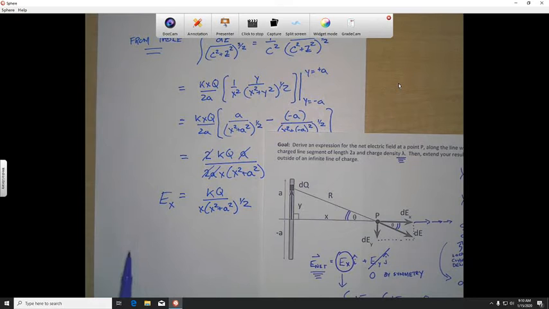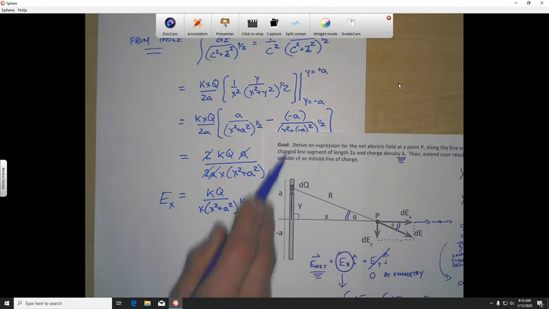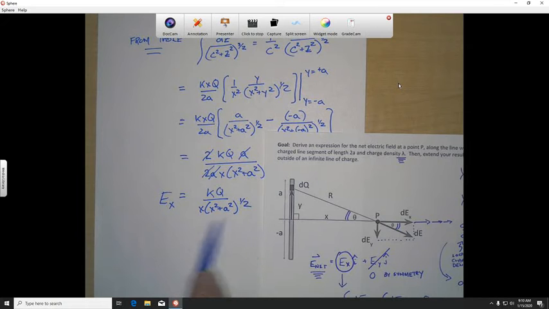So I mean, common sense-wise, if you have more charge on the line, a bigger Q, you'll have a stronger electric field. Also common sense, if you're further away from the wire, like X is bigger, field is smaller. And if A is bigger, meaning you spread the charge out more thinly, then the electric field will get smaller. So in other words, increasing X or increasing A will decrease the electric field. Increasing Q will increase the field. So they have the opposite effects. So that kind of makes sense.